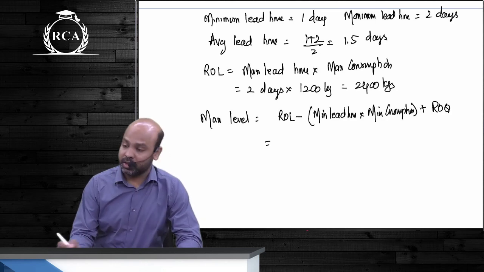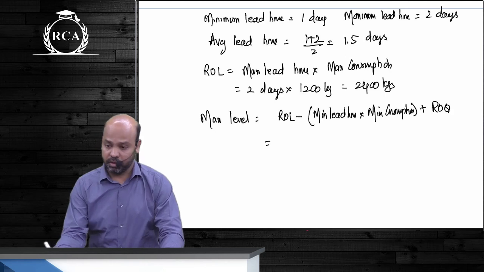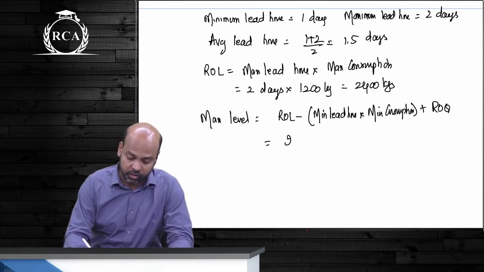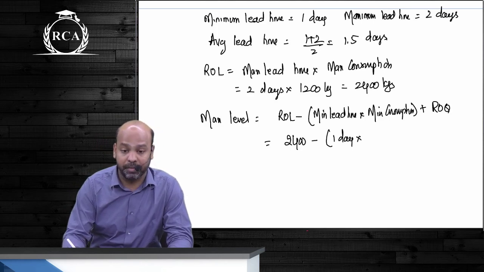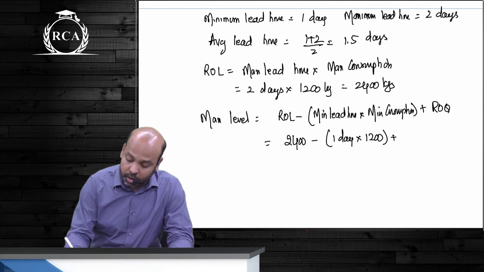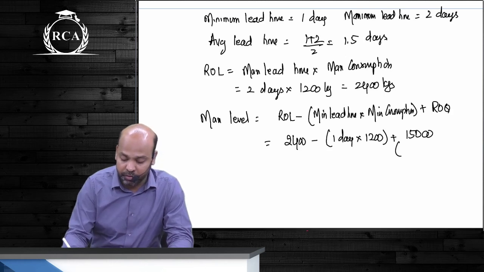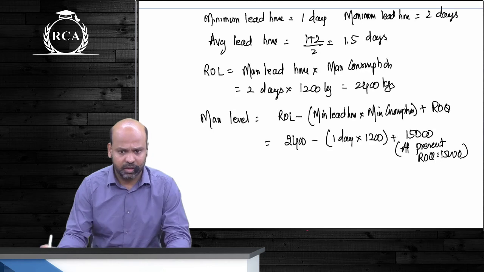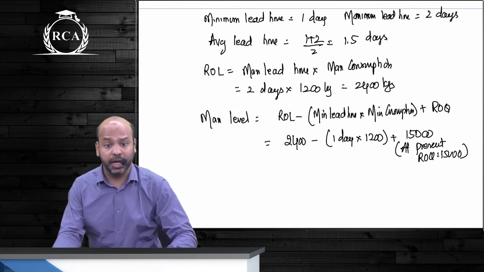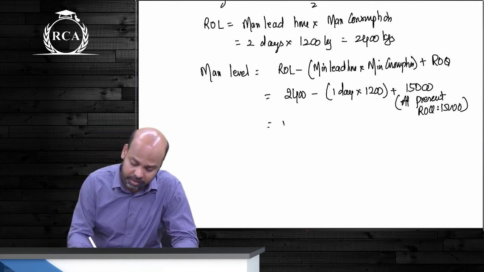If you do MCQs like this, beta, the whole revision also happens nicely at the end, automatically. So reorder level is 2400, minimum lead time is 1 day multiplied by minimum consumption plus 15,000. Do not forget, beta, at present reorder quantity is EOQ, so we are computing it, beta, but the question is very clear that at present we are ordering a quantity of 15,000. This will become how much, beta?